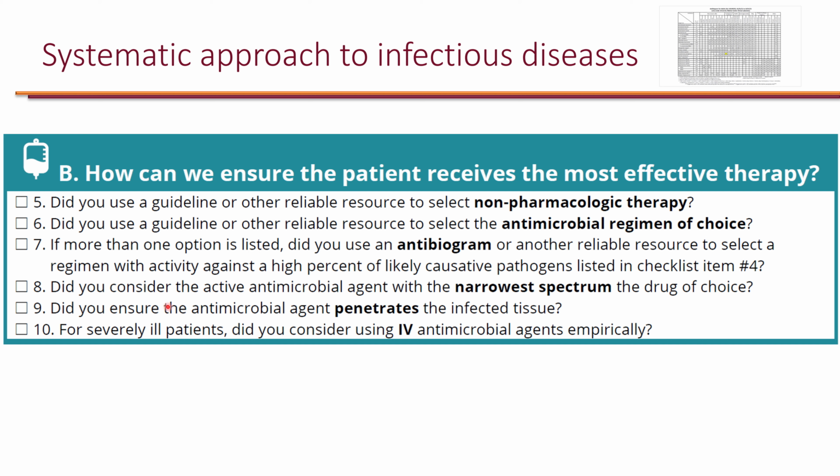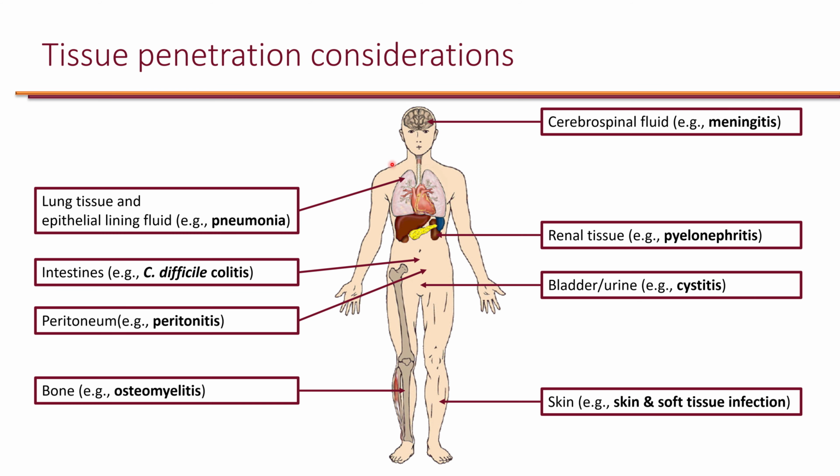Now, the next thing to consider is, did you consider the active antimicrobial agents with the narrowest spectrum, the drug of choice? So in general, we want to avoid a broad spectrum and focus on the narrowest spectrum possible, and we'll talk about that in a later lecture. And penetration is also important. Depending on the type of infection you're treating, you want to make sure that the antimicrobial agent actually penetrates to the site. And here's what it means.